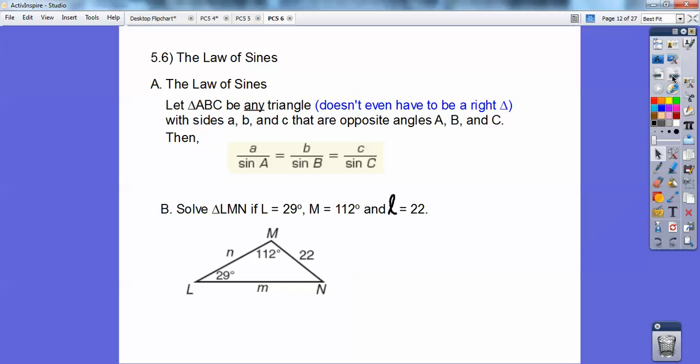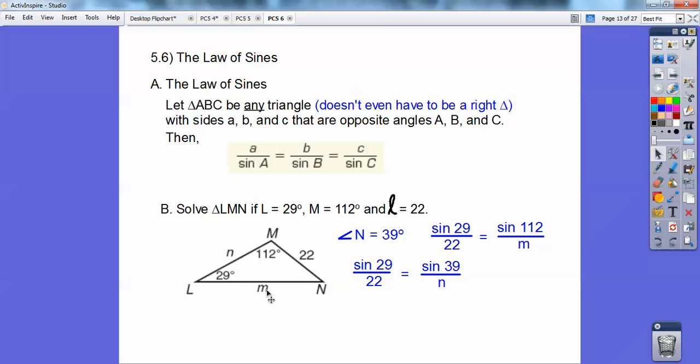Check this out. So solve this right triangle, or solve, it's not even a right triangle. Solve triangle LMN if L is 29, M is 112, and l is 22. Okay, well, first of all, I can figure out this angle right here because 180 for a whole triangle, so that angle right there is 39 degrees. And then I just use the sine ratio. Just remember the sine of 29 over the side that's opposite 29 equals the sine of this angle over the side opposite that, which is m.